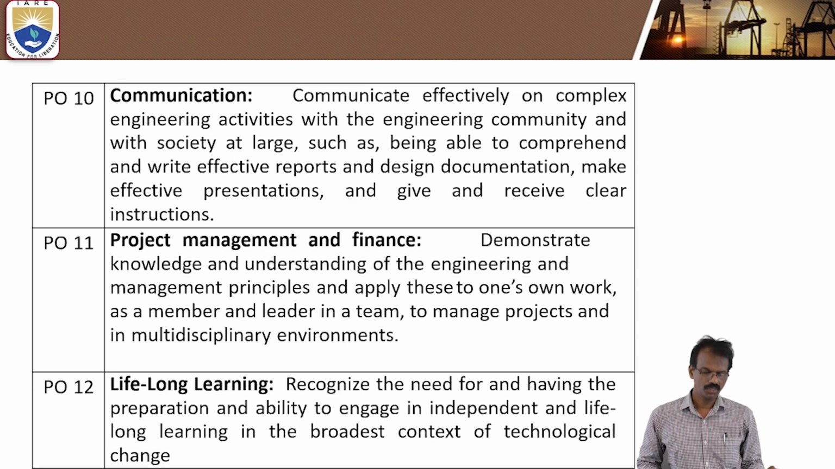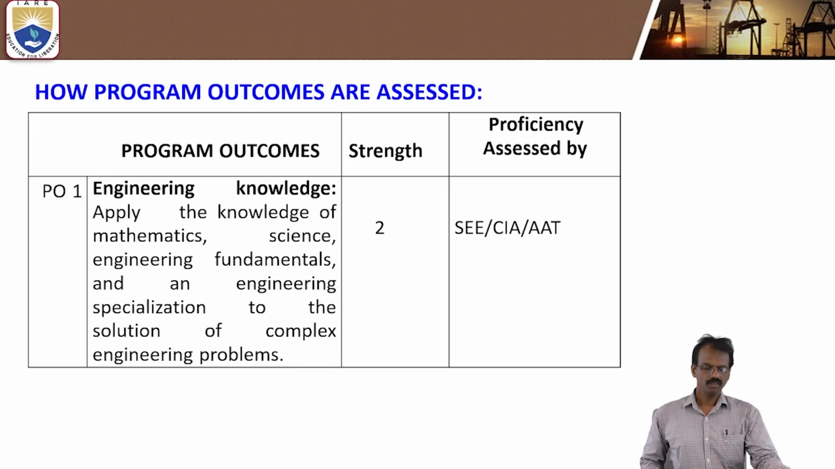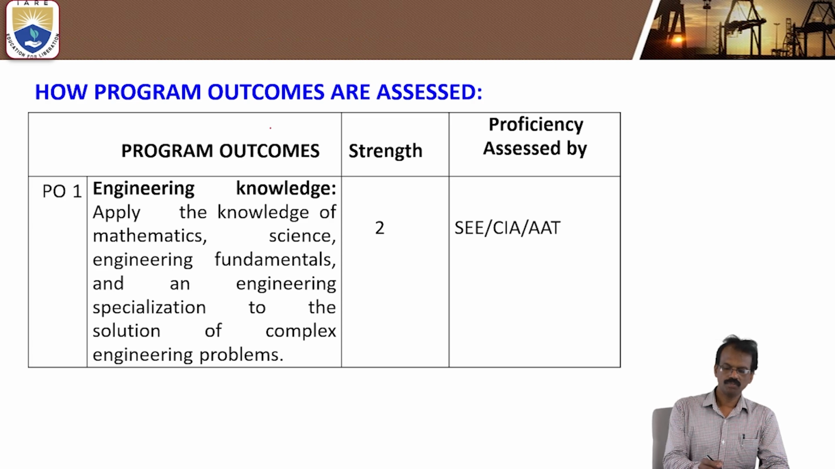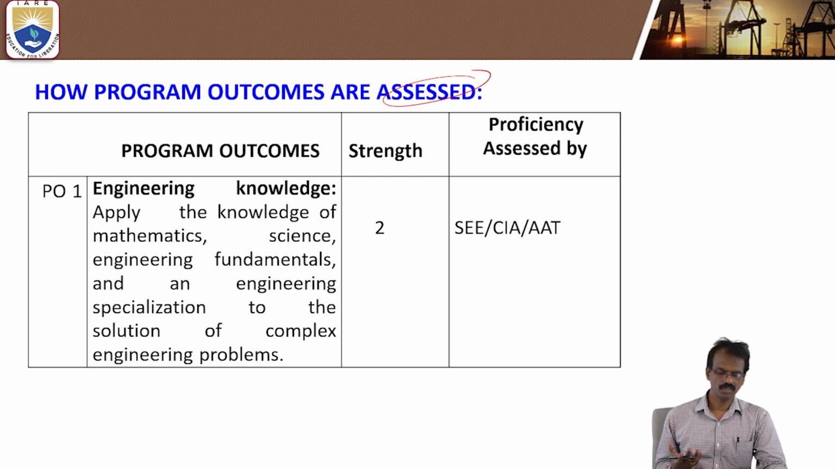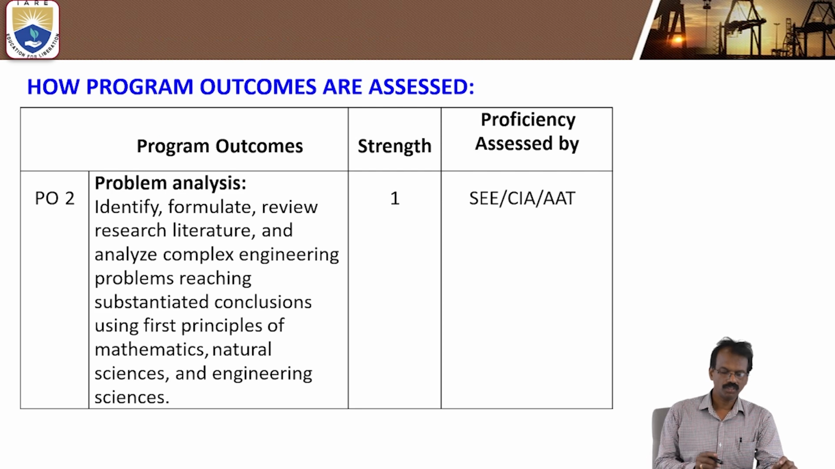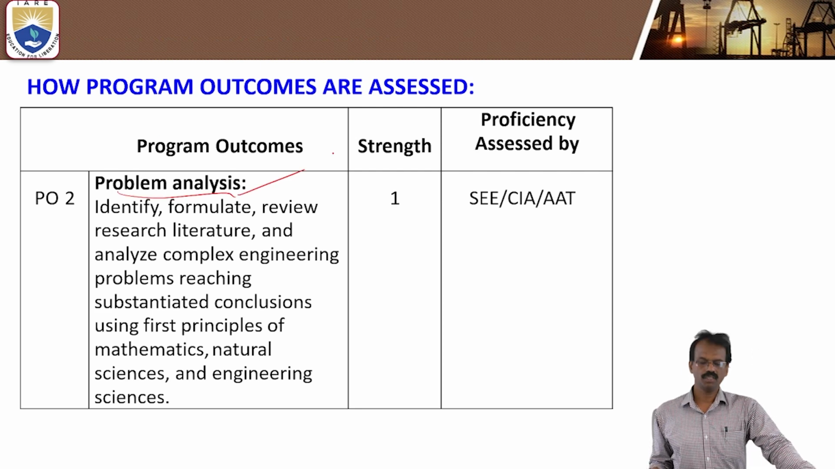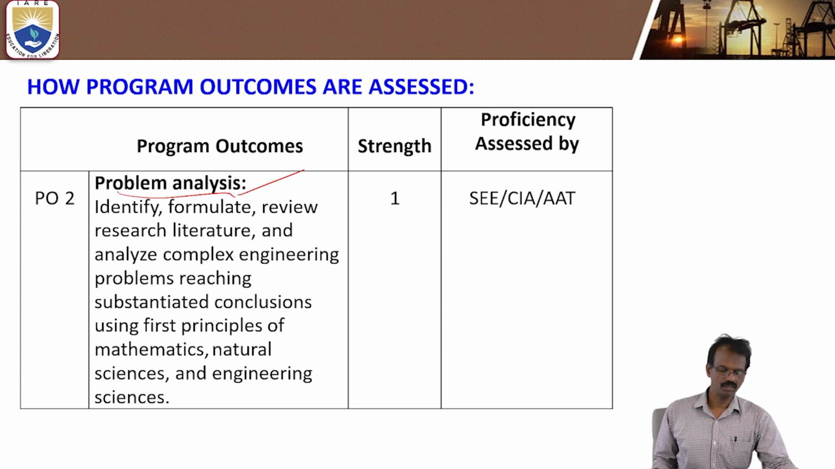So based upon these key points, the 12 POs have been prepared by the NBA team. Okay. Here, we look at how program outcomes are assessed. Which POs are assessed for this course? We identify four POs. PO1, engineering knowledge, is very important. The strength is given as two based upon the SEE, CIA and AAT. Okay. Next one is problem solving. It is real-time problem solving here.